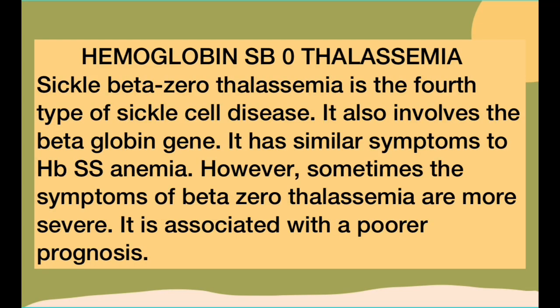Sickle beta 0 thalassemia is the fourth type of sickle cell disease. It also involves the beta globin gene. It has similar symptoms to hemoglobin SS anemia. However, sometimes the symptoms of beta 0 thalassemia are more severe. It is associated with a poorer prognosis.